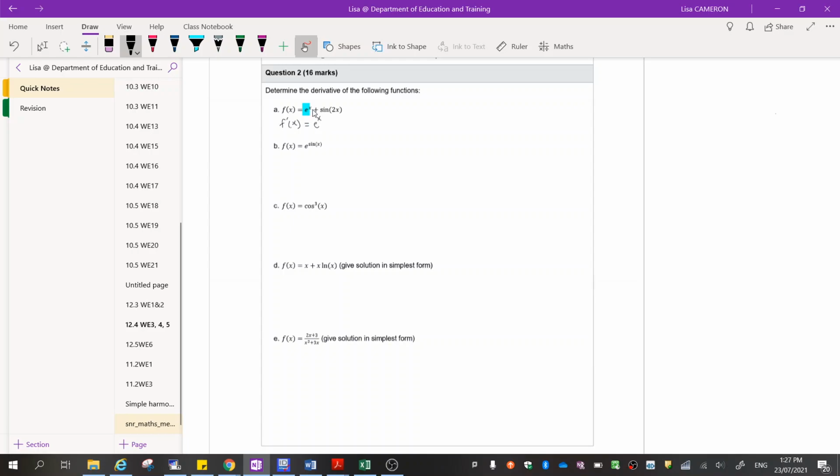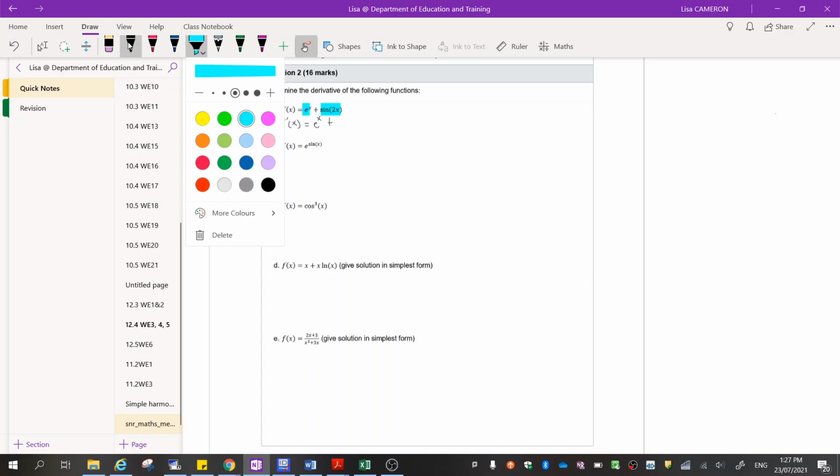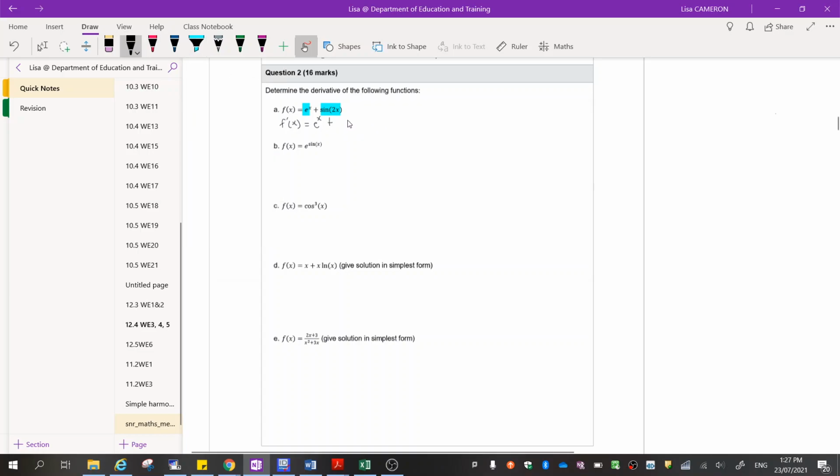We take the derivative of the top, so the derivative of x is 1, that will come down and multiply, which is why this stays the same. Plus, now I'm going to do the derivative of the second part. Sine goes to cos. If you remember that, you'll remember most of it. So that becomes cos 2x, and then it's the derivative of the inside of the bracket, multiply the front. So the derivative of 2x is 2, so that's how I end up with that answer.